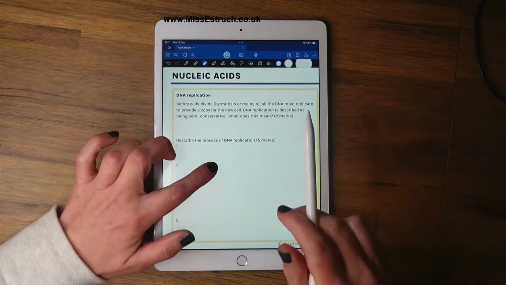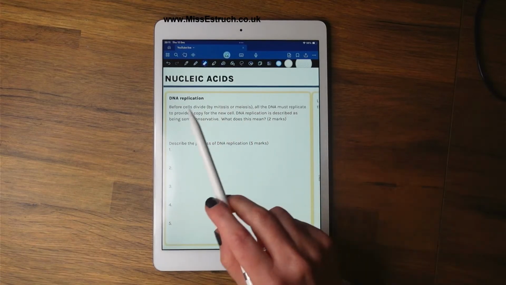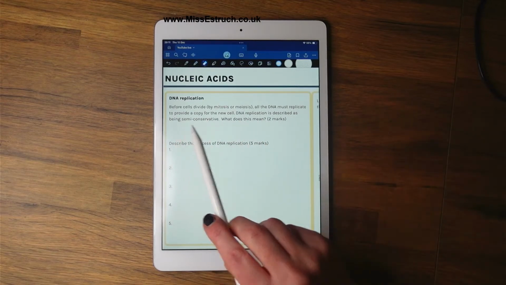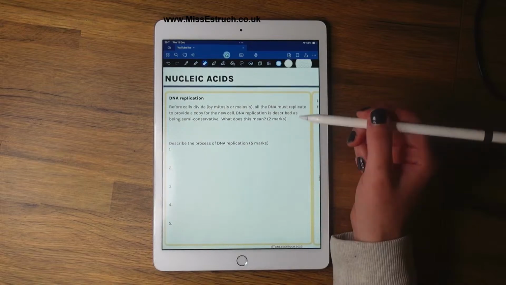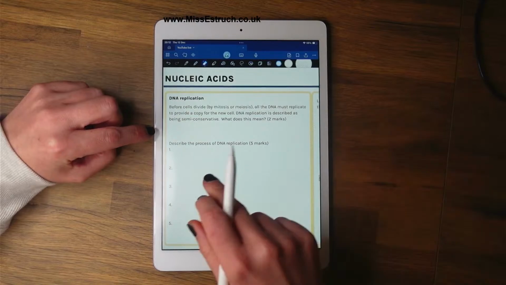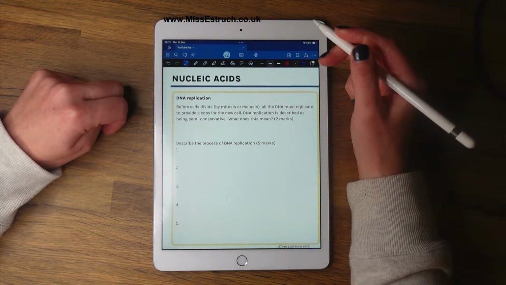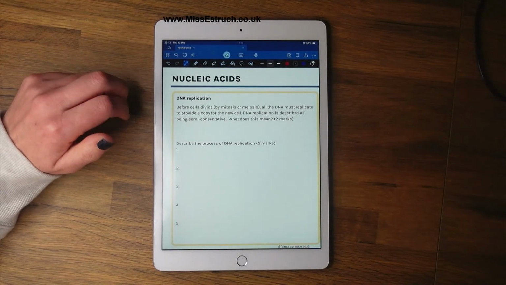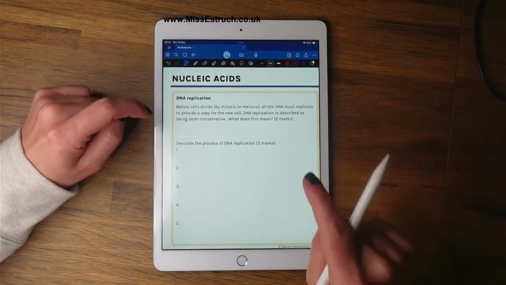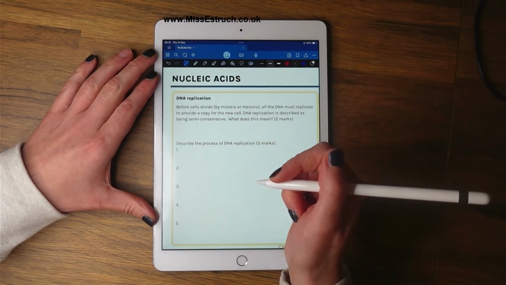Then let's see. Okay, let's have a go at this question. Before cells divide by mitosis or meiosis, all the DNA must replicate to provide a copy for the new cell. DNA replication is described as being semi-conservative. What does that mean? So this was one of the key terms I said you could turn into a flashcard. It's really important that you know this definition. It's often 2 marks. So you can have a go in the chat box. What are the 2 marks for this? And do you remember what I said is the common mistake to avoid in your answer for this as well? I'm going to start. You can have a go in the chat box as well.